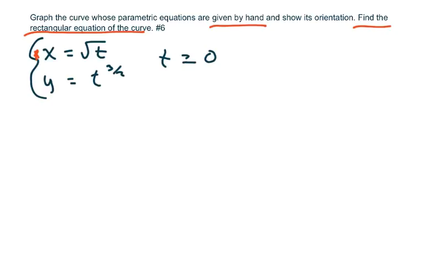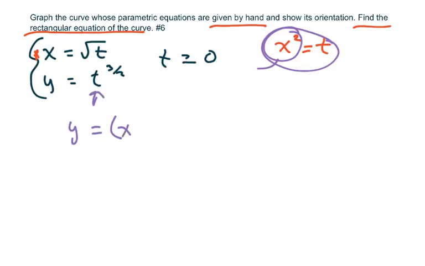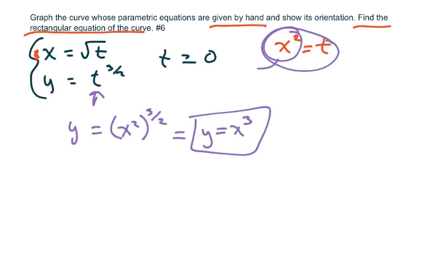When I do that, I'm going to square both sides, so I get x squared equals t. And now I'm going to substitute this, my x squared, into this t. So I get y equals x squared to the 3/2. And when you use your power property, you get y equals x cubed. So basically that's our rectangular equation, and you should know what x cubed looks like. The parent function looks like that.